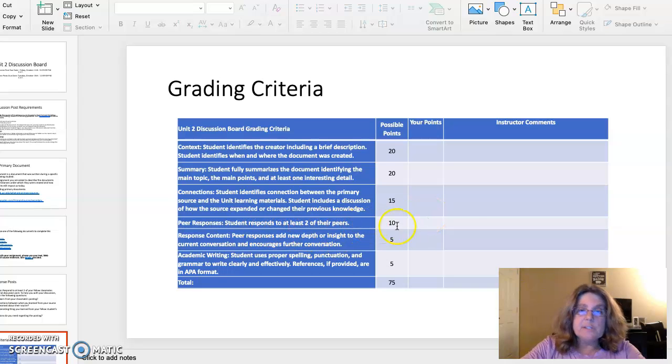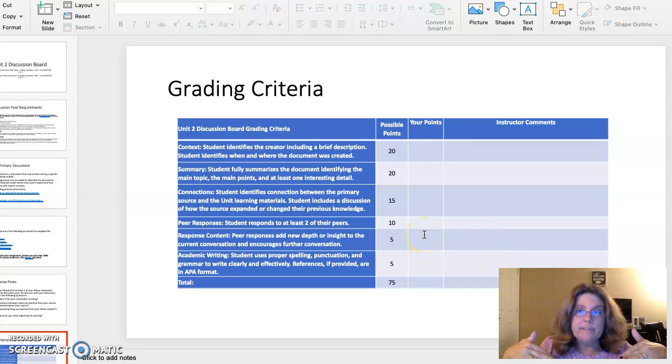Peer responses: you answer two of your classmates on time, you will get the 10 points. Easy peasy. Okay, next, response content. Peer responses add new depth or insight to the current conversation and encourage further conversation. Encouraging further conversation is pretty key. So my comments, how many points out of 5?